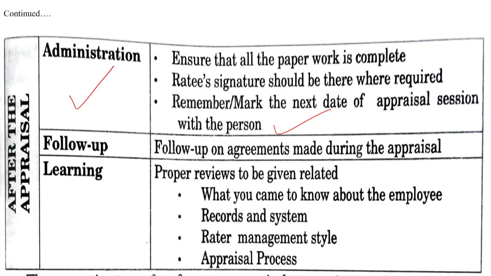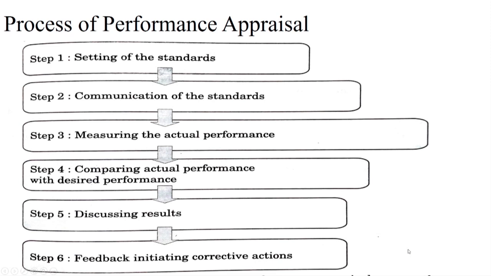So a follow up is basically that whatever agreements have been made between the rater and the ratee have to be looked upon by the management. And then learnings. Proper reviews are to be given related to what you came to know about the employee. So how was the ratee, what was the record system, how the person has been performing, the rater's management style, is the style biased, is it genuine, is it transparent, and the entire process has to be taken into cognizance and the entire paperwork has to be complete.